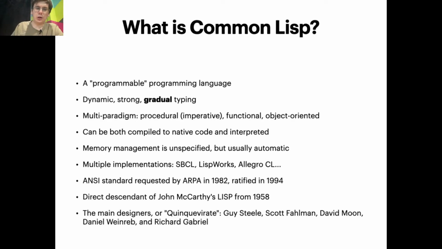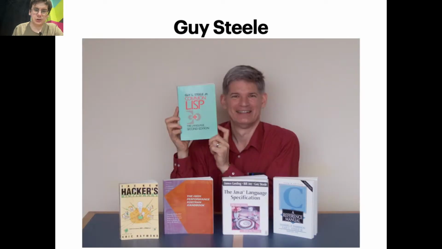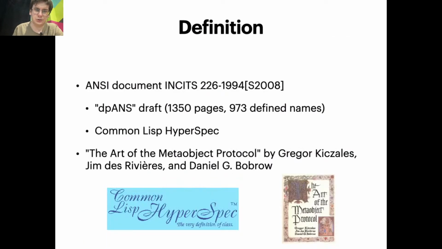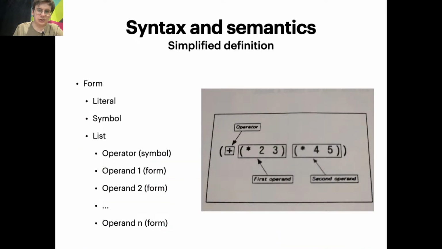Common Lisp is a programmable programming language. It's gradually typed, it's multi-paradigm, it can be both compiled and interpreted. Usually it has automatic memory management. And there are multiple implementations. This is the creator, one of the creators. It's defined by the ANSI document.